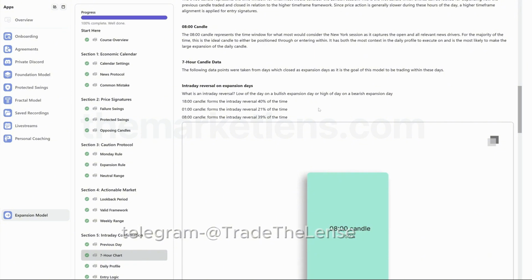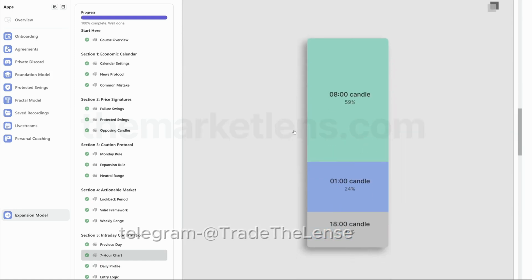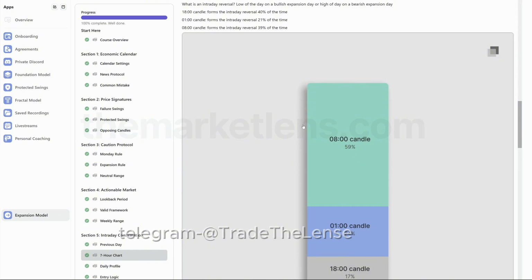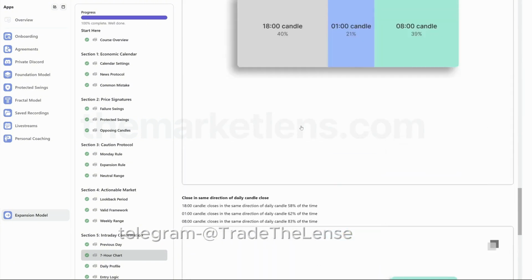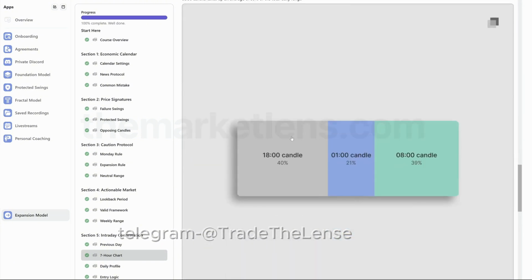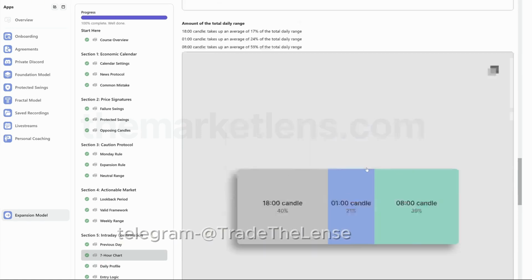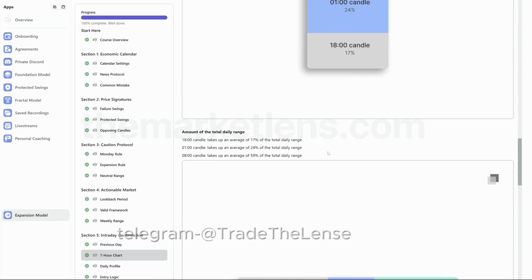And before, I didn't really have a daily profile to go alongside this signature. It was a lot of discretion that came alongside this. So that's pretty surprising. The 1 o'clock candle, only 21%, and then the 8 o'clock candle, 39% of the time. You can see that distribution. I used the wrong image for that, but that's perfectly fine. I'll change that around. 40%, 21, 39.